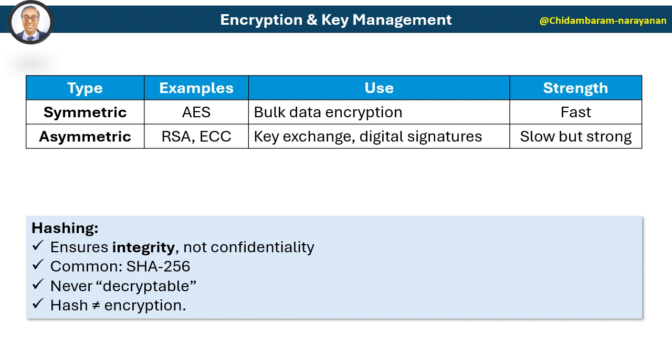So DSA is another algorithm, the Digital Signature Algorithm, primarily for digital signatures, as the name suggests. Then Diffie-Hellman is another kind of algorithm, specifically for key exchange, not for encryption. So primary use cases of asymmetric encryption include key exchange and digital signatures.